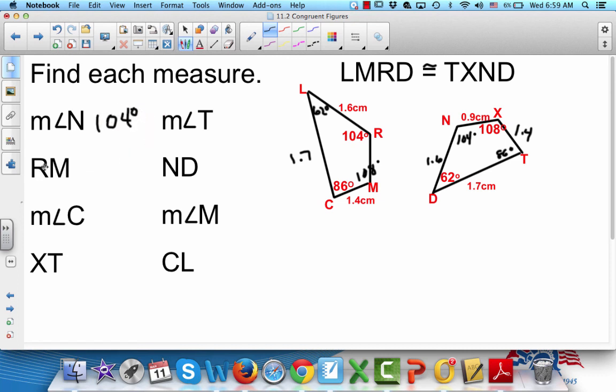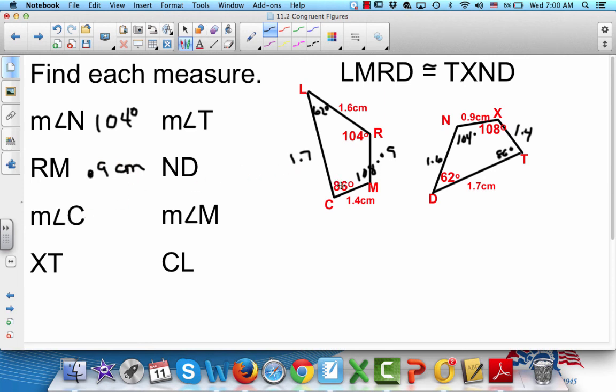This means the measure, the distance from R to M. If there was a line above it, it would be segment RM, but this means the distance from R to M, right here. Oh, we don't have that written down. So that's opposite the 62 and the 86, 0.9. So here we go, 0.9 centimeters.